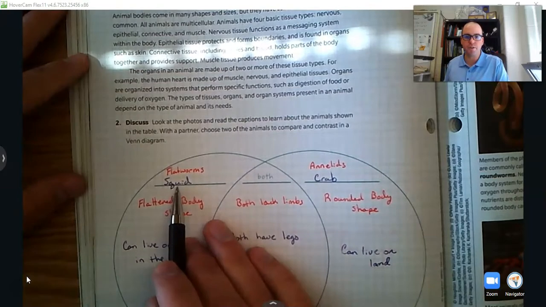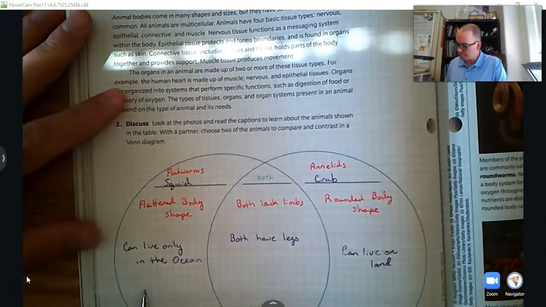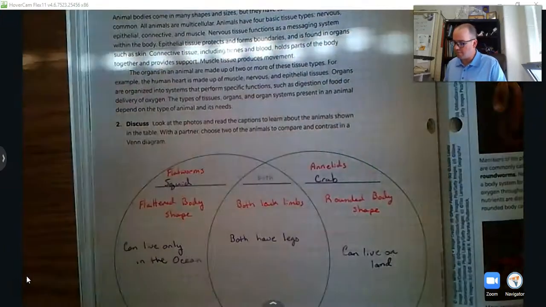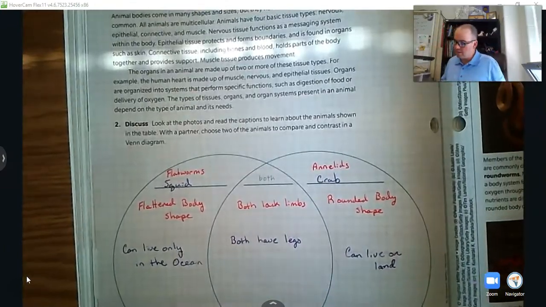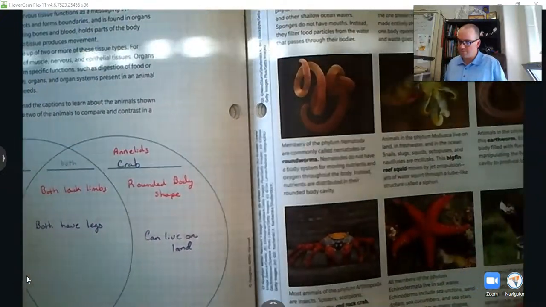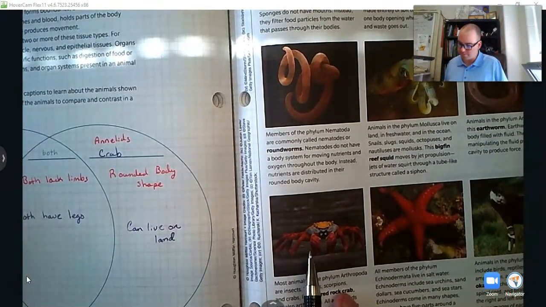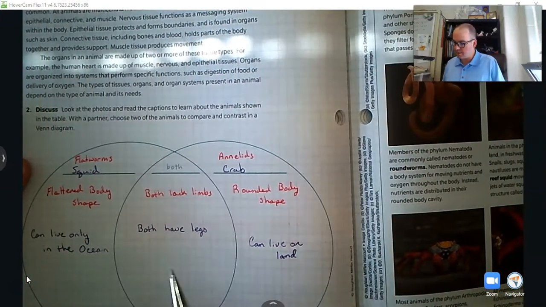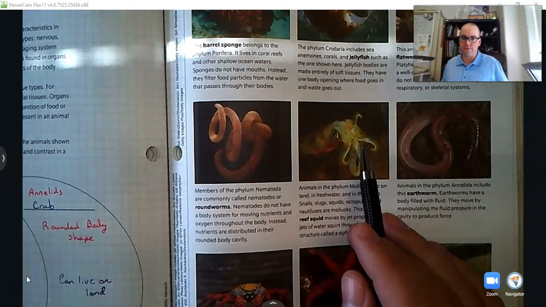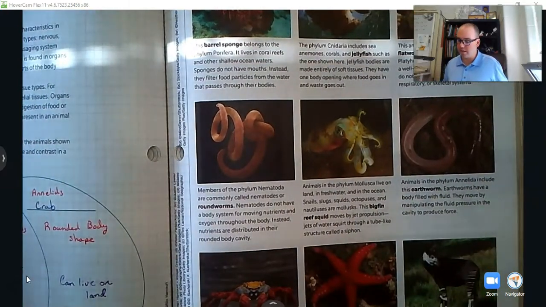Same if we compare a squid and a crab. Squids can live only in the ocean. They have a soft body. While a crab has an exoskeleton. They can live on land and in the water. They both have legs in a sense, in that the squid has these tentacles, kind of these legs out here. And so they both have those limbs that come out from them.